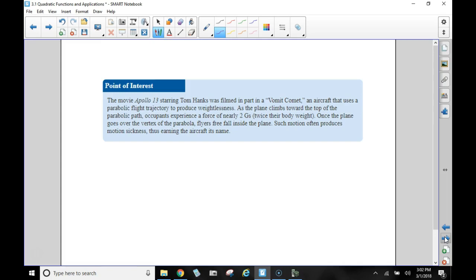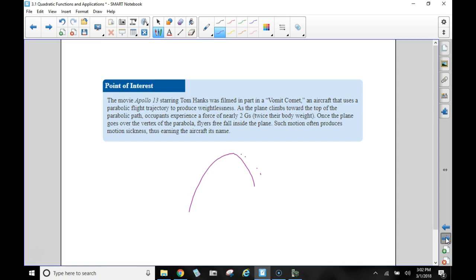As the plane climbs toward the top of the parabolic path, occupants experience a force of nearly 2 Gs, which is twice their body weight. Once the plane goes over the vertex of the parabola, flyers free fall inside the plane. Such motion often produces motion sickness, thus earning the aircraft its name of the vomit comet.